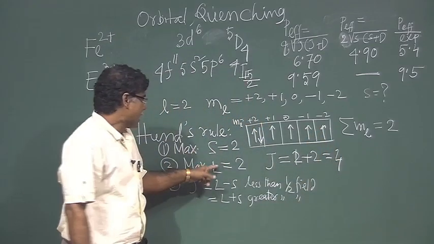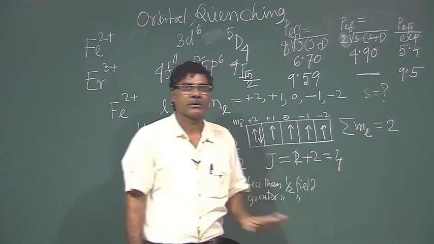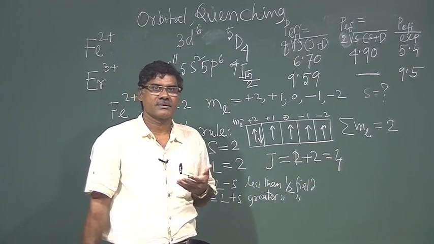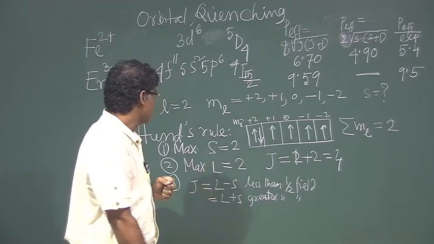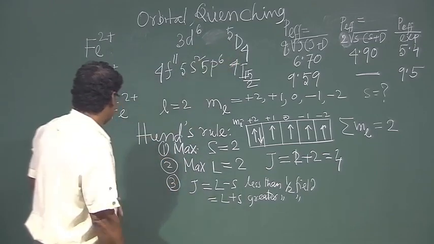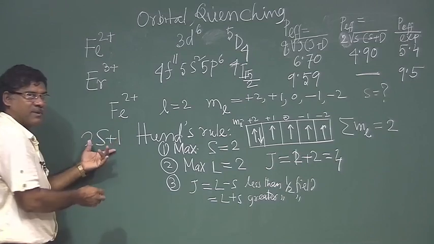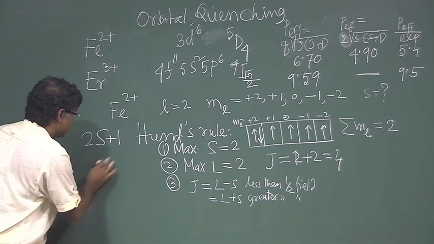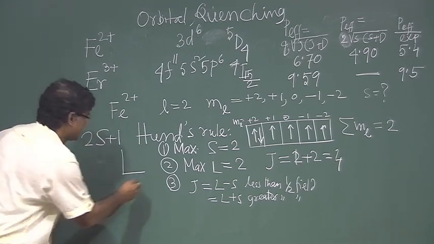So L equal to 2, S equal to 2 and J equal to 4, that LSJ value corresponds to the ground state of this atom. So this is the spectroscopic term, how it is written. 2S plus 1 is called the multiplicity, then the L value, and then the J value.